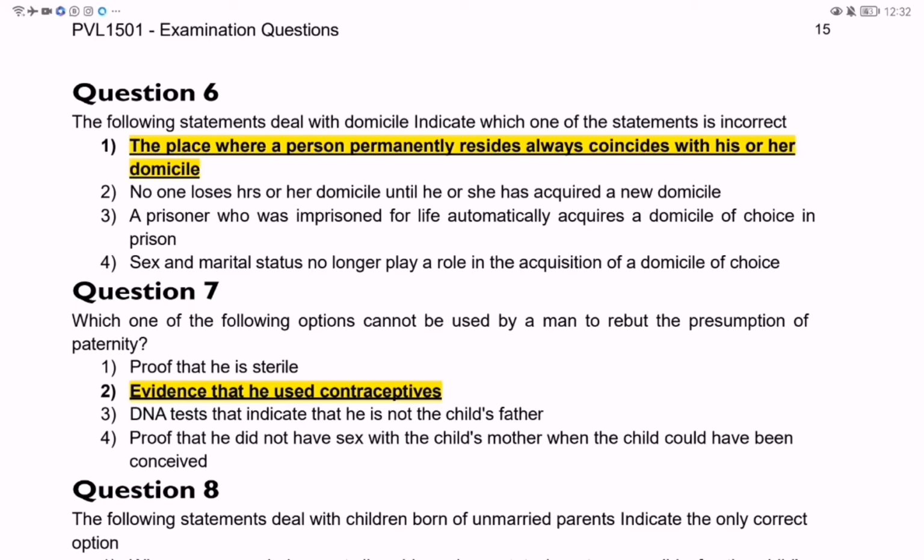The following statements deal with domicile. Indicate which one of the statements is correct. No one loses his or her domicile until she or he has acquired a new domicile, which is like dwelling place, home. For example, I'm just giving something that will make it easier for you to understand the word. A prisoner who has been in prison for life automatically acquires a domicile of choice in prison. Sex and marital status no longer play a role in the acquisition of a domicile of choice. So you being a man or a woman, yeah. So there's the correct answer up there.